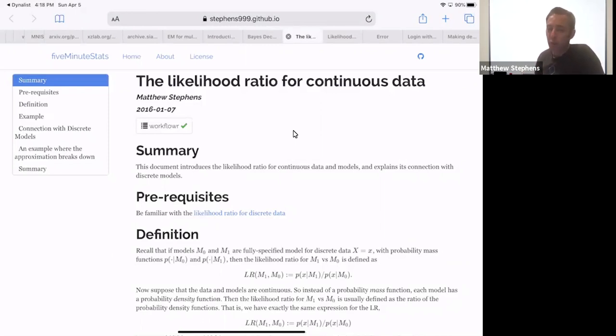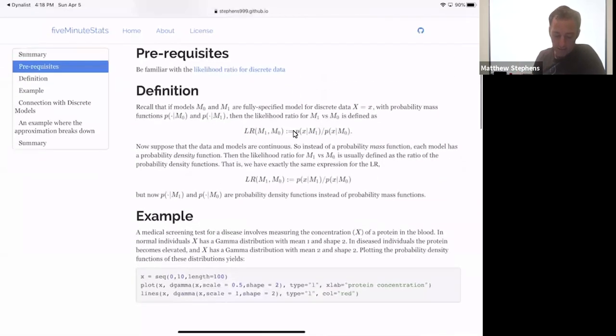Well, the short answer is that we can simply replace the probabilities in the likelihood ratio, or the probability mass functions that we would use for discrete data, with the density functions. So in other words, we have continuous data, so we're going to have a probability density function for the data under each of the models. That's P of X given M1 and P of X given M0 in this second expression here. So instead of using the probability mass function, which we'd use if they were discrete data, we just use the probability density function.